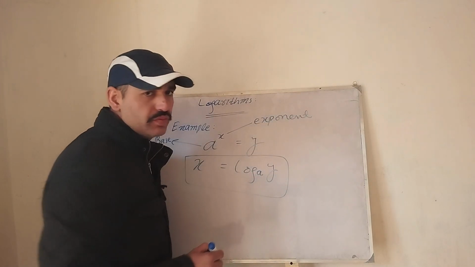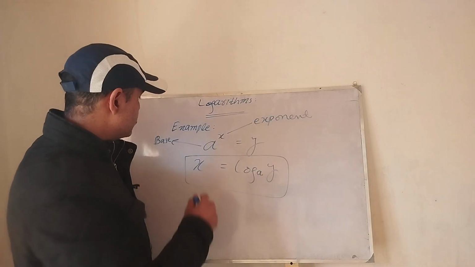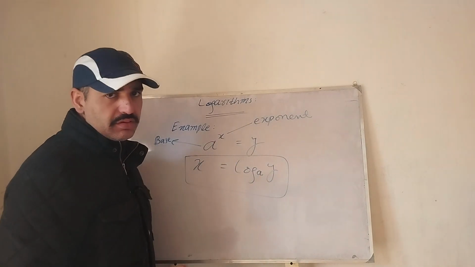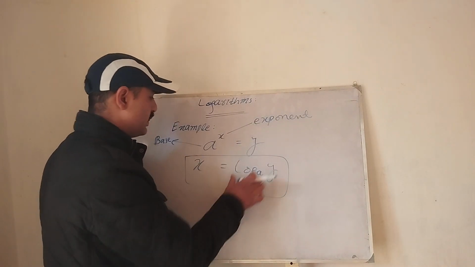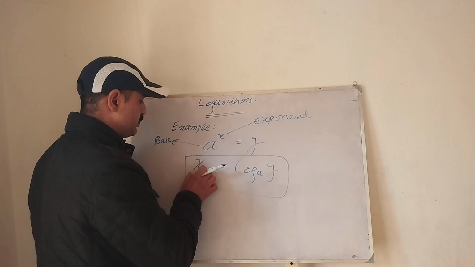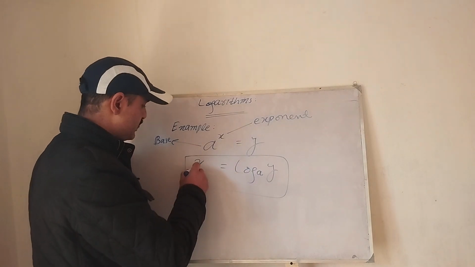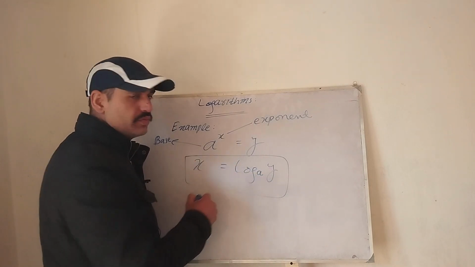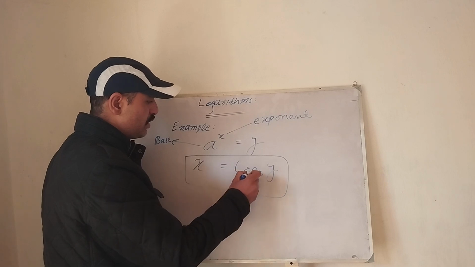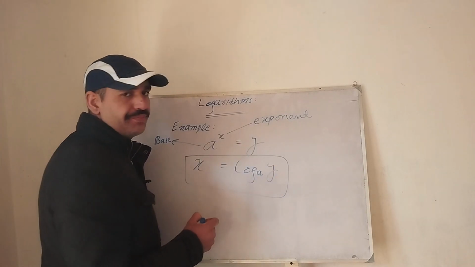This is known as base and this is exponent. This is some value. So when we take the log over here to find the value of this x, we read this as x is equal to log of y to the base a.